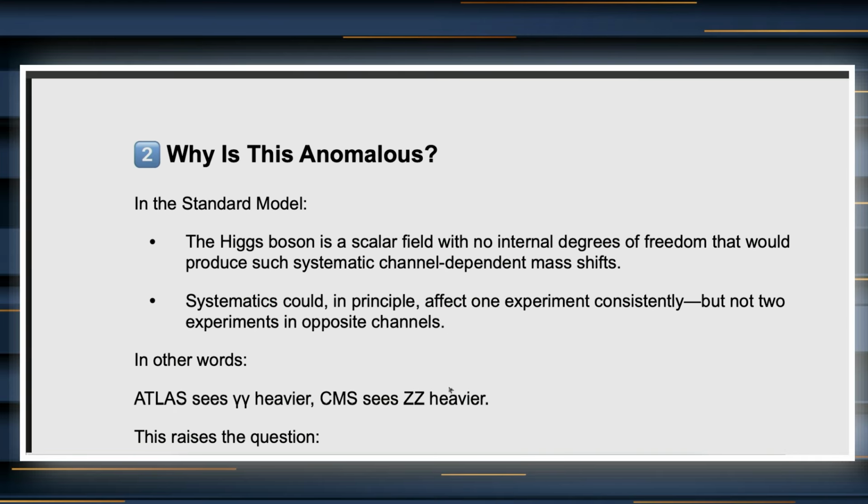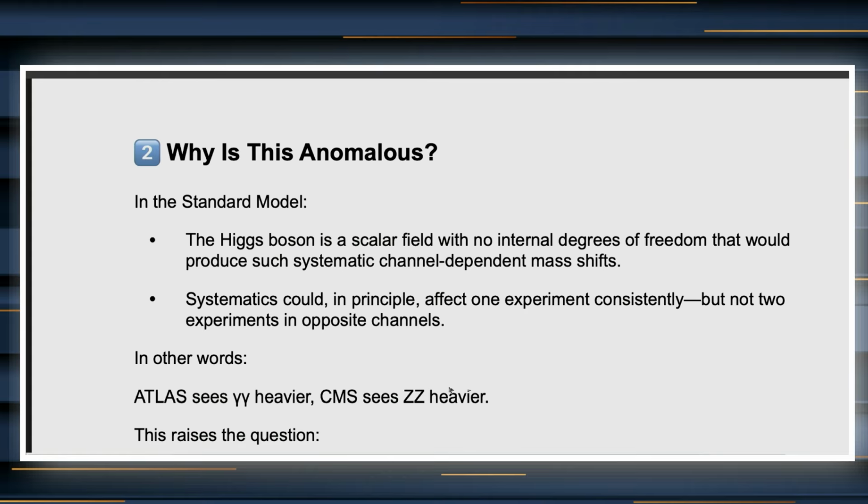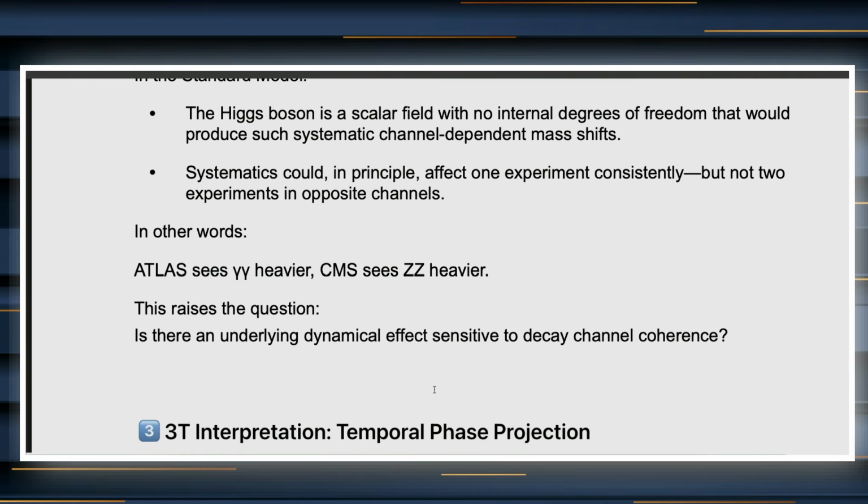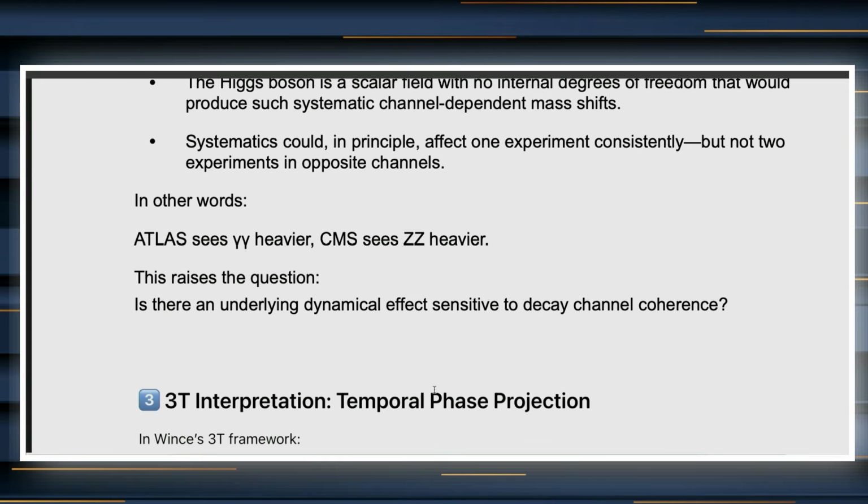So why is this anomalous? The Higgs boson is a scalar field with no internal degrees of freedom that would produce such systematic channel-dependent mass shifts, meaning there's nothing in the theory of the Higgs boson that would do such a thing. Systematics could, in principle, affect one experiment consistently, but not two experiments in opposite channels. In other words, ATLAS sees gamma heavier, CMS sees Z heavier. This raises the question: is there an underlying dynamical effect sensitive to decay channel coherence?